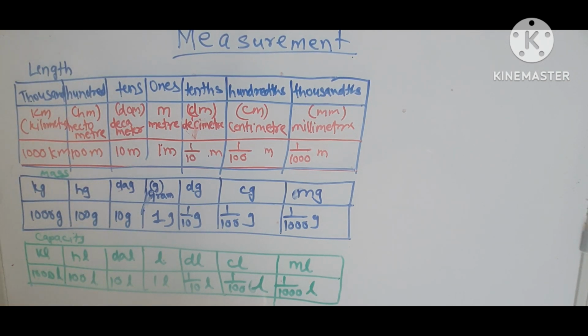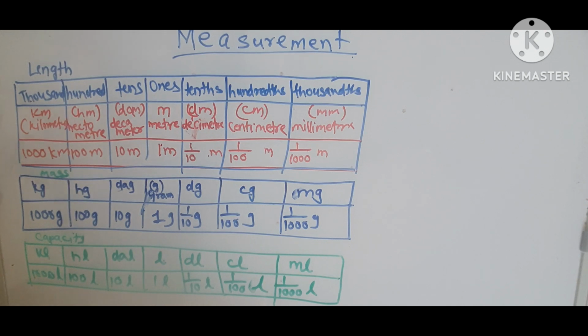Mass is to find out the weight of things like fruits and vegetables, and we measure it in gram, kilogram, milligram, etc. Similarly capacity, if we have to get milk or anything, we measure it in liter, milliliter, kiloliter, etc. Okay, so let's first understand this table. This is very important. If you understand it, then it will be easy to solve all the problems of measurement.